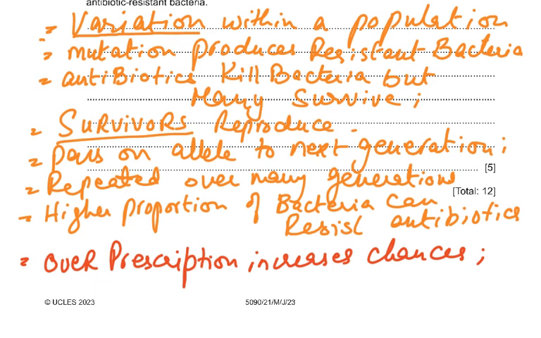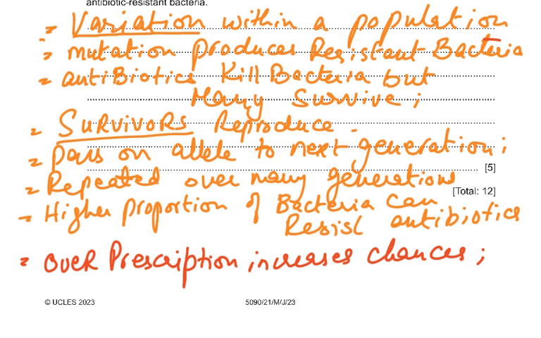So let's look at the wordings of the answers. Variation within a population. You see, bacteria are of different types. Mutation produces resistant bacteria. A mutation arises and now the bacteria become resistant. Antibiotics kill bacteria but many survive. Survivors reproduce, pass on the allele to the next generation. This is repeated over many generations. Now a higher proportion of bacteria can resist antibiotics.